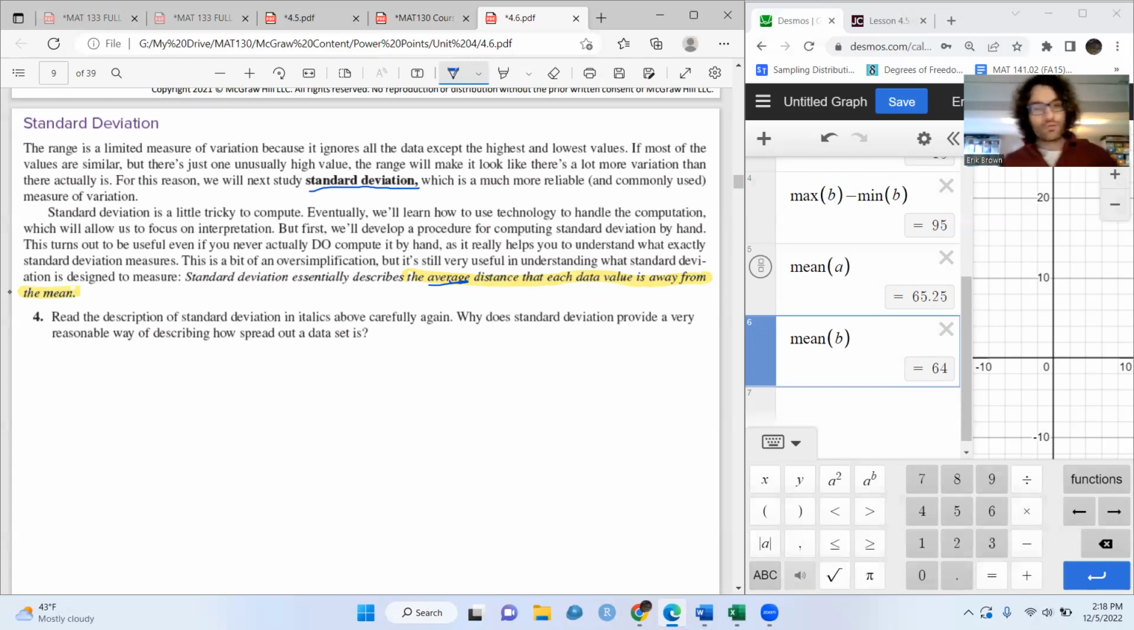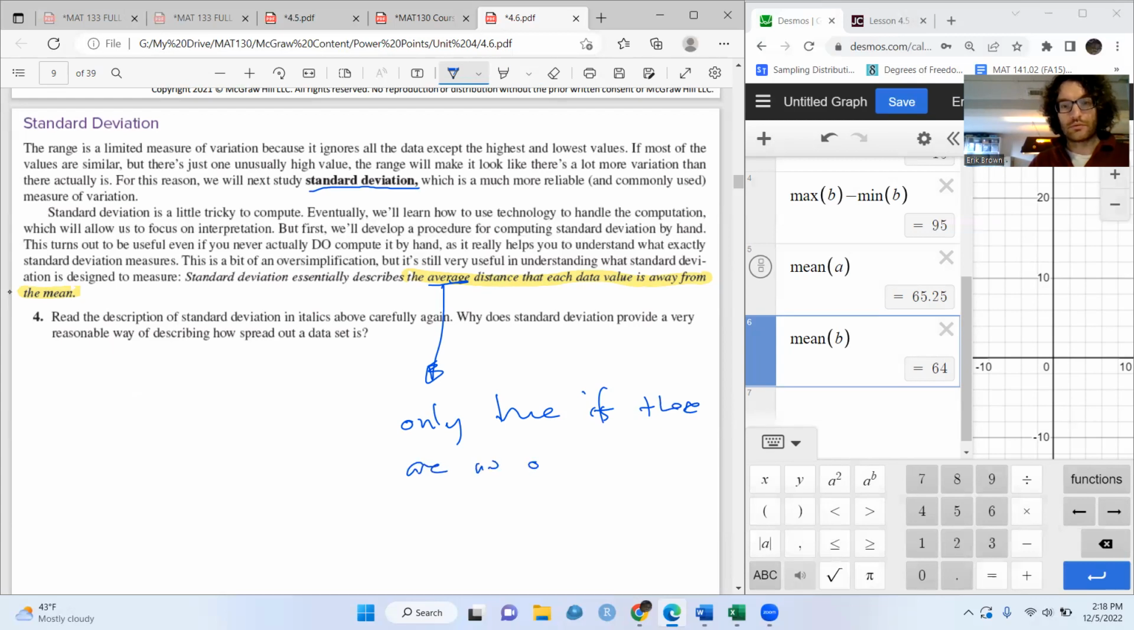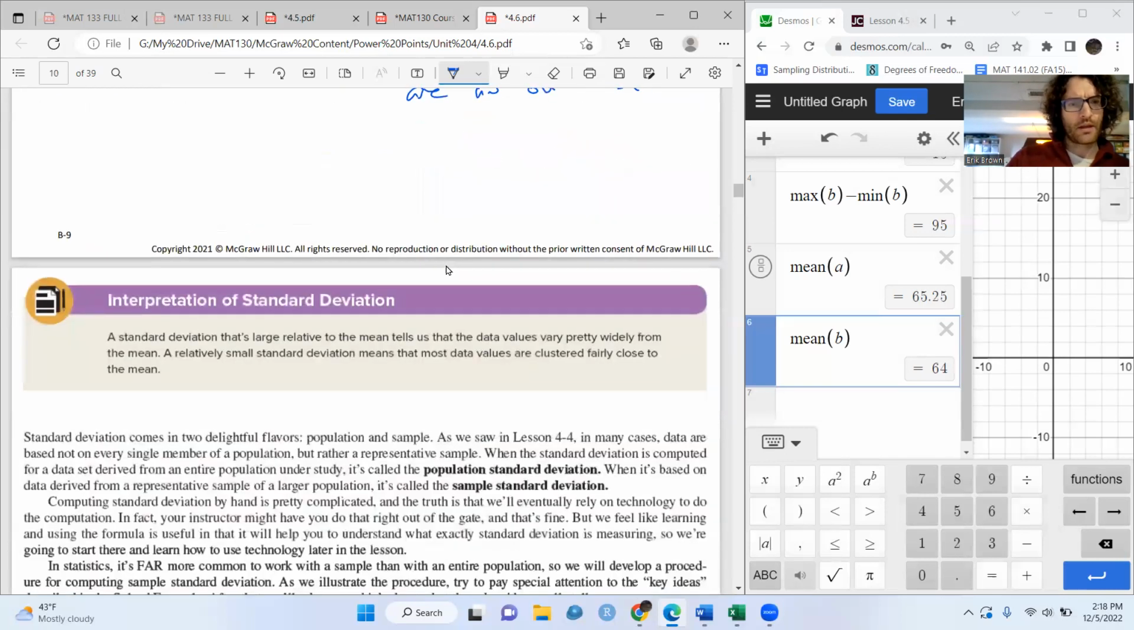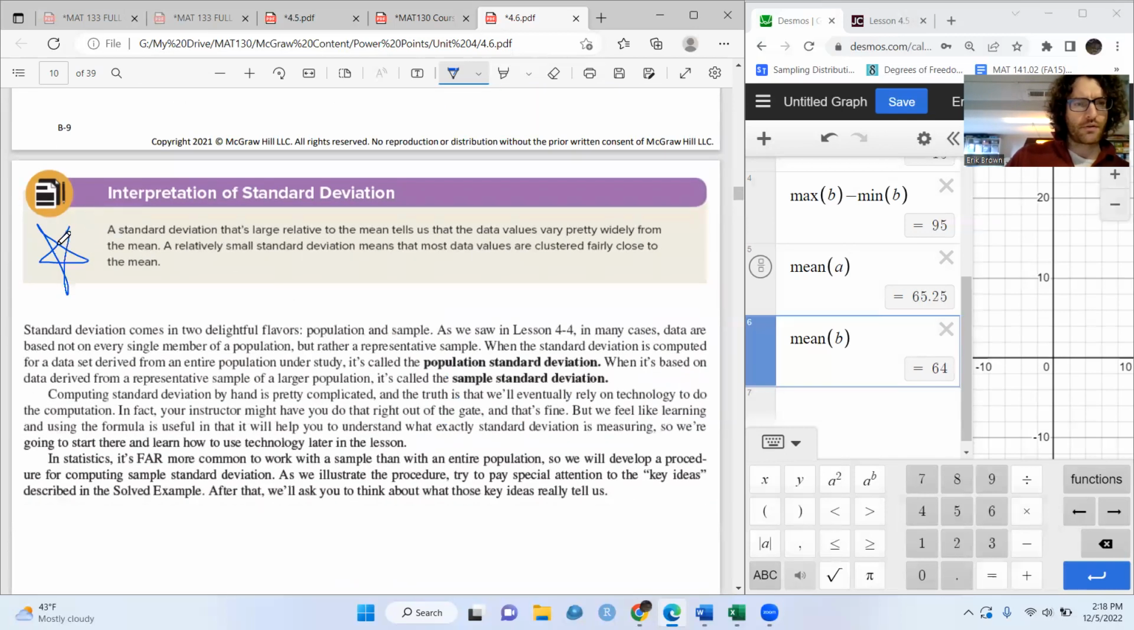This is only true, so this is only a good measure if there aren't outliers. And there's another key concept: if it's a normal distribution, which we're going to learn about in 4.7. But for now, let's understand how to get standard deviation. This is a great thing for your reference sheet.